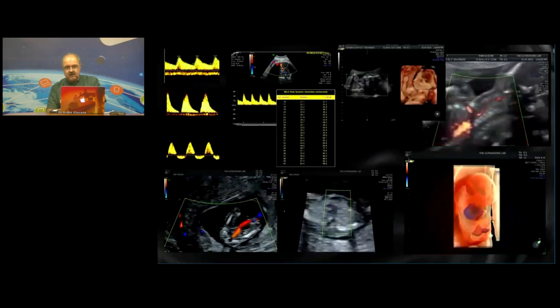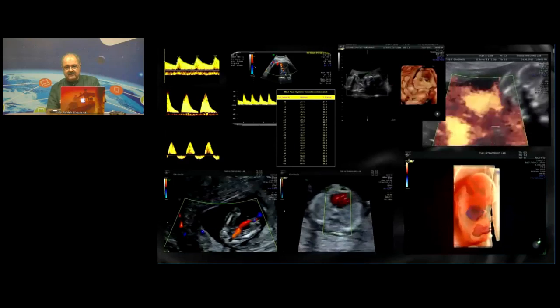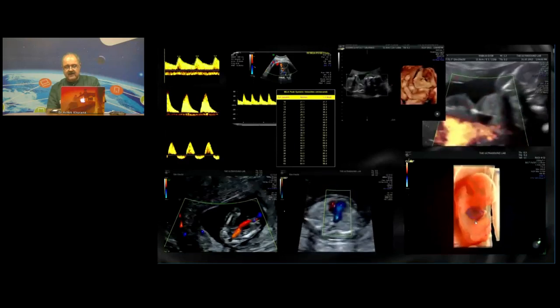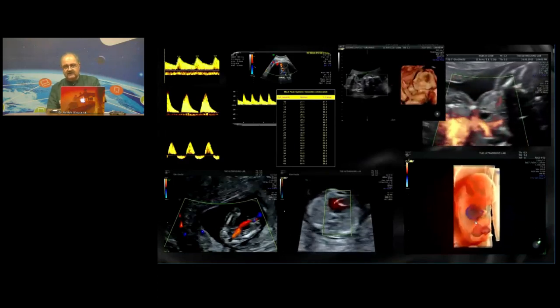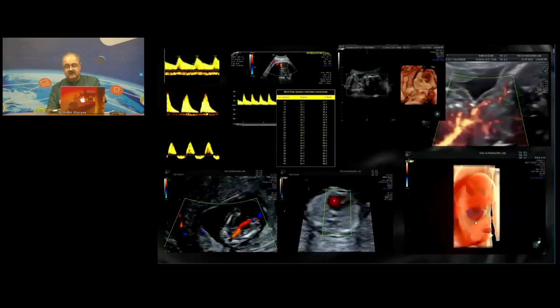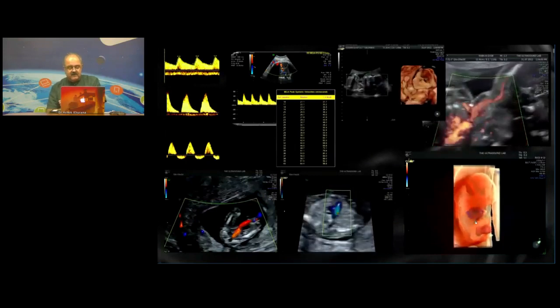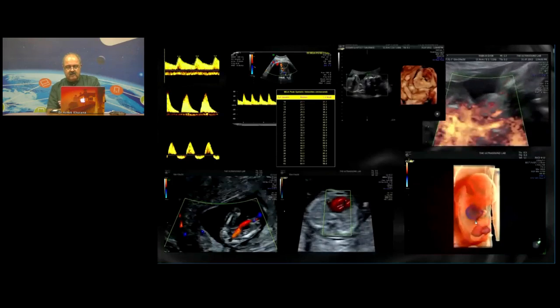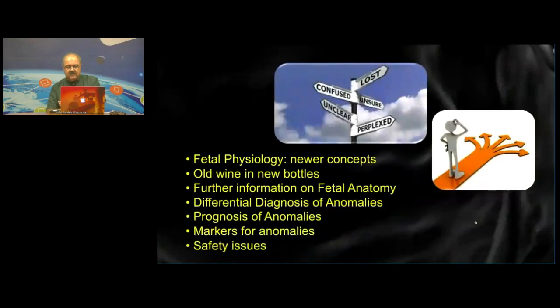So we're looking at a complex anterior thoracic and anterior abdominal wall abnormality, and we know that this is a hopeless situation. It's a diagnosis we've made at 8 weeks, and we will discuss things like this. And I will show you how we are now in a place where we're no longer confused or lost or unsure or perplexed by what to do. We have new concepts in fetal physiology, which I will talk about, which is basically old wine in new bottles.